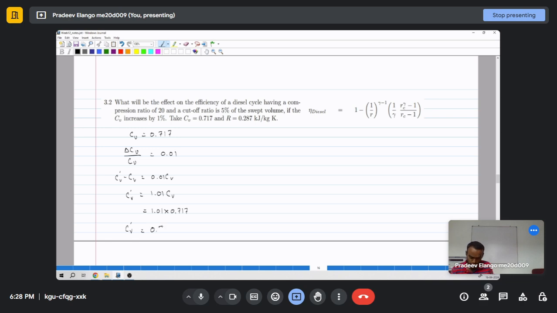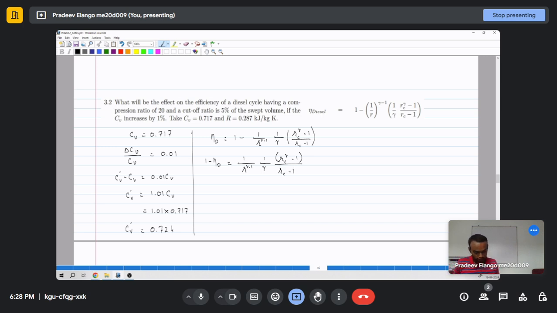So CV dash is 0.724. Now the efficiency in the diesel cycle is equal to 1 minus 1 by r power gamma minus 1 into 1 by gamma into rc power gamma minus 1 divided by rc minus 1. So if you take 1 minus efficiency, then we will have 1 by r power gamma minus 1 by gamma rc power gamma minus 1 divided by rc minus 1.